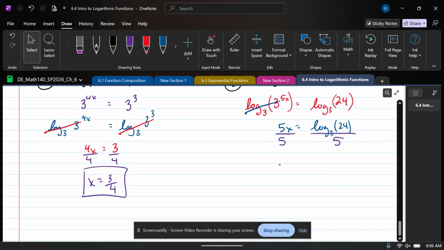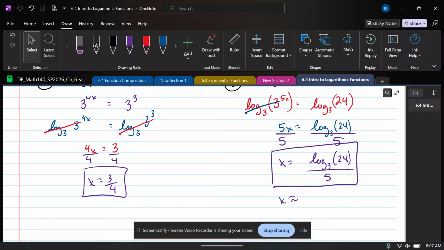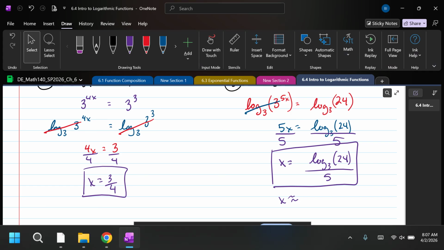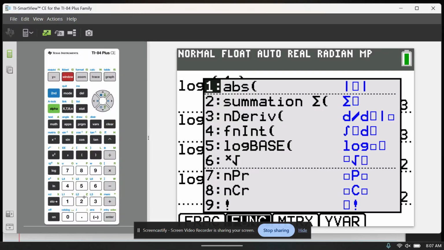So x is equal to log base 3 of 24 divided by 5. That's the exact solution. We want to get the decimal approximation for that. So we're going to put that into our calculator. This is where we're going to do the log base tool on our calculator, or that change of base formula stuff. Okay, so we're going to go to the calculator, alpha window, log base.